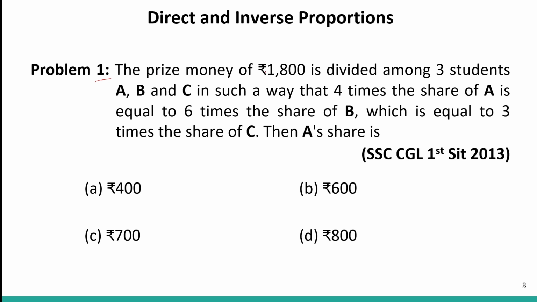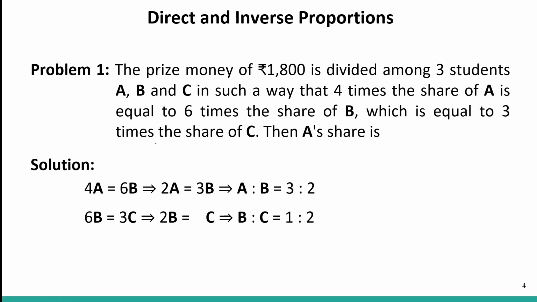The prize money of 1800 is divided among 3 students, A, B and C, in such a way that 4 times the share of A is equal to 6 times the share of B, which is equal to 3 times the share of C. Then A's share is what? 600, 800, 700 or 400. This question was asked in SSC CGL first sitting 2013. Let's see the step-by-step solution.